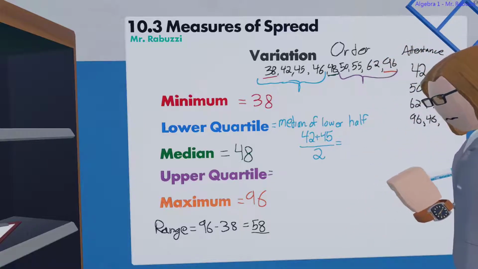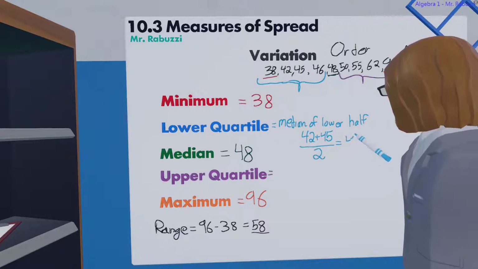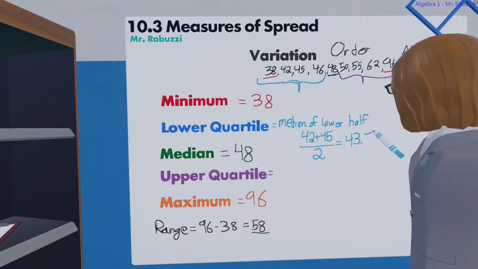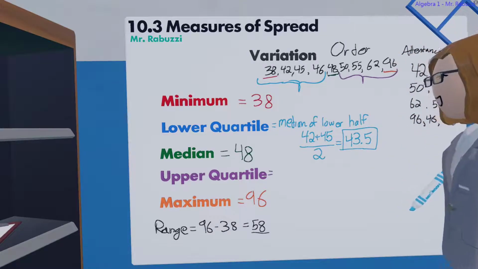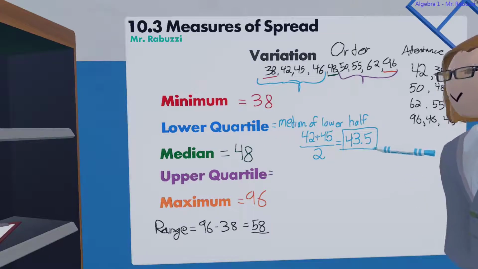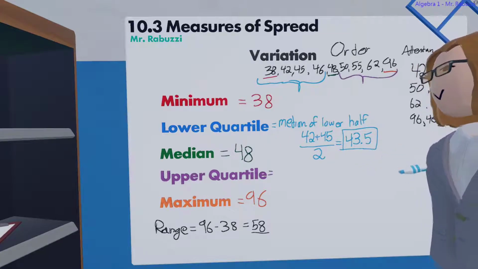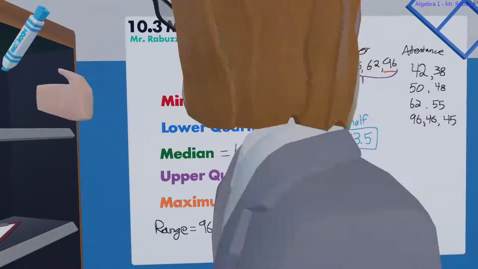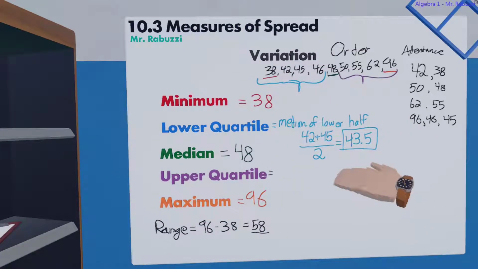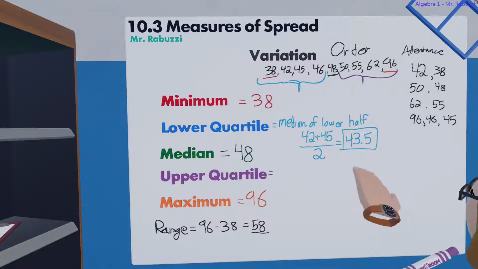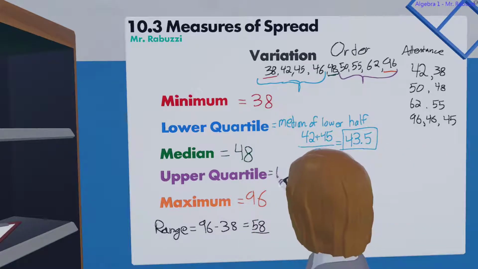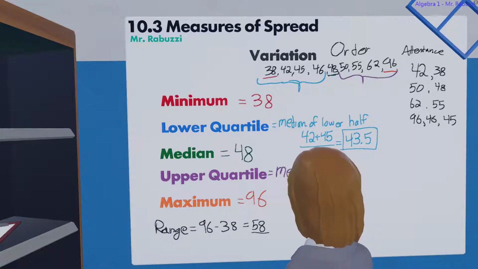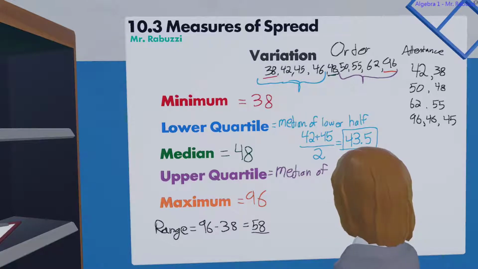Okay, so 42 plus 45 divided by 2 is 43.5. That's our lower quartile number. 25%, 1/4 of all the numbers are lower than that. Okay? Then, if lower quartile is the median of the lower half, upper quartile is going to be the median of the upper half. Exactly.